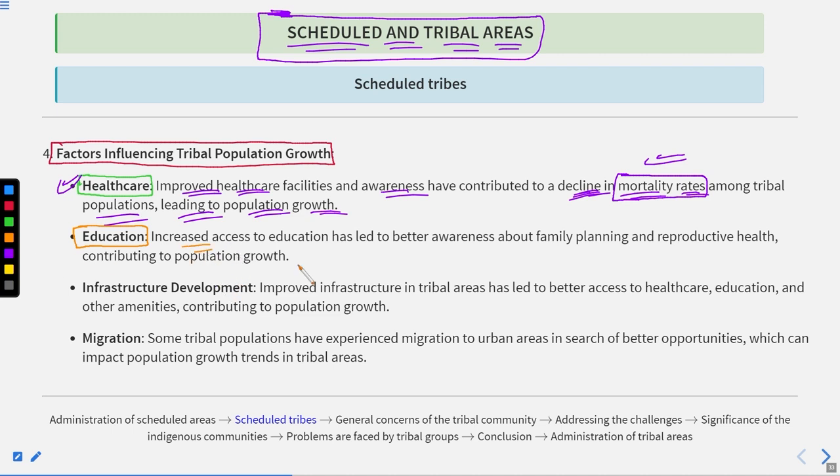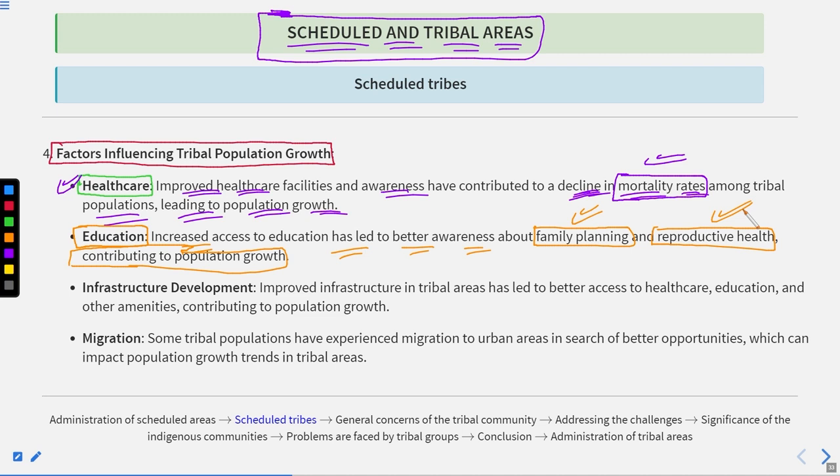Increased access to education led to better awareness about family planning, reproductive health, and population growth. When students go to school and colleges, they understand the meaning of family planning, and what importance it has socially or economically. Reproductive health means how they could protect themselves, so that in future they will have no consequences in reproducing their offspring. So education also contributed to the population growth, and that is not only for the tribals but also for the general population.